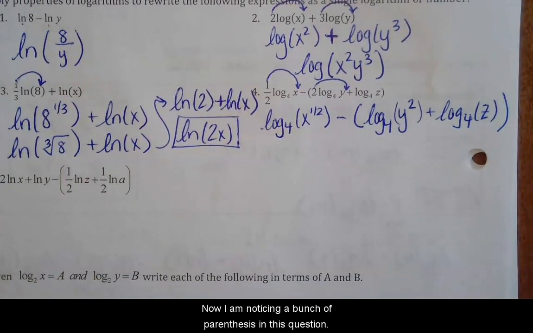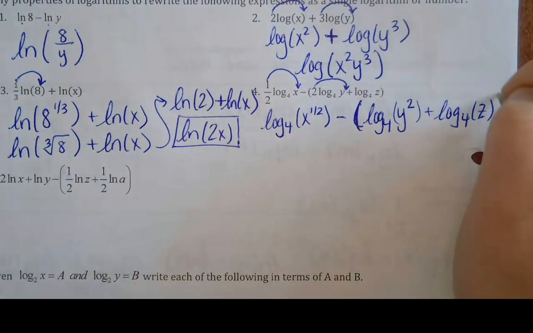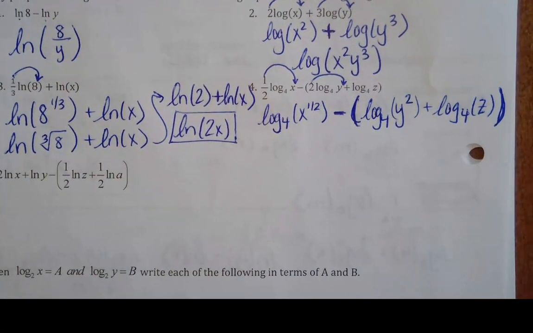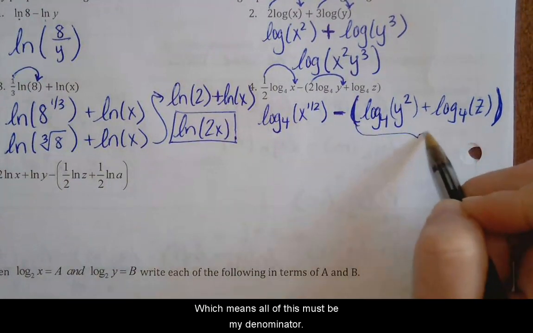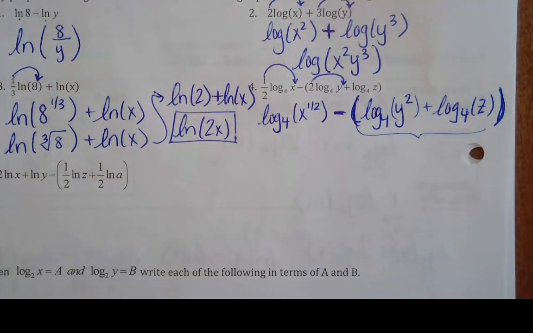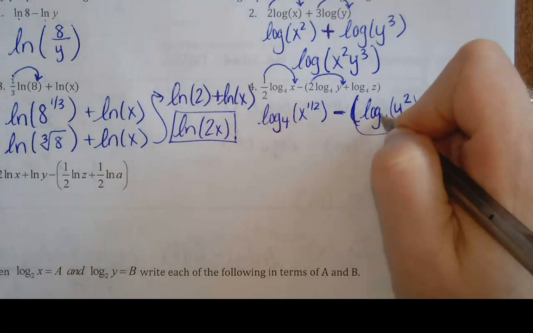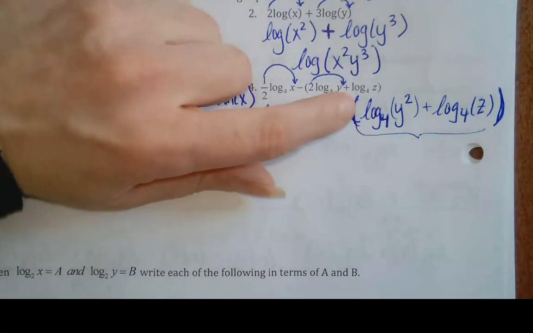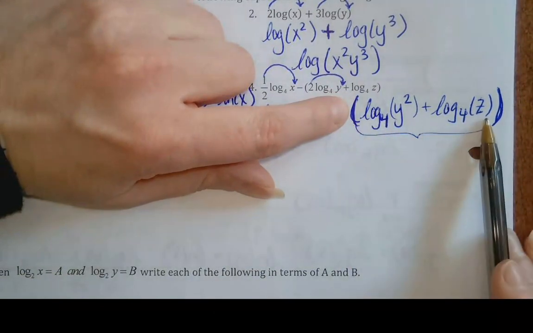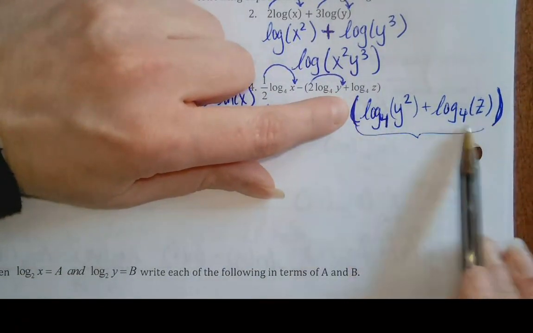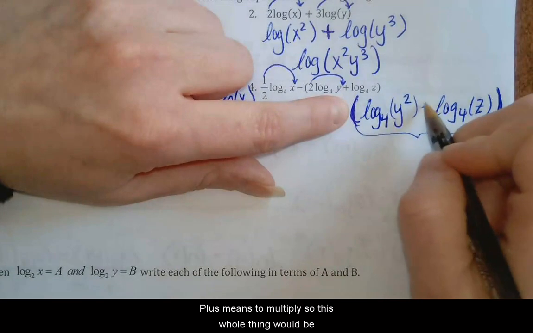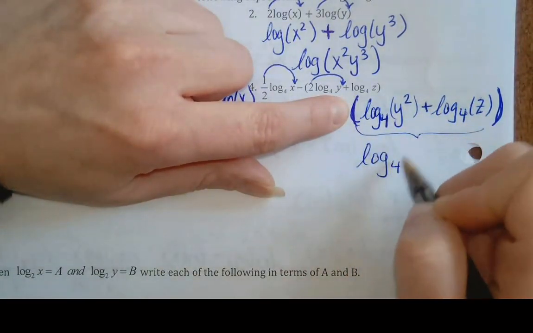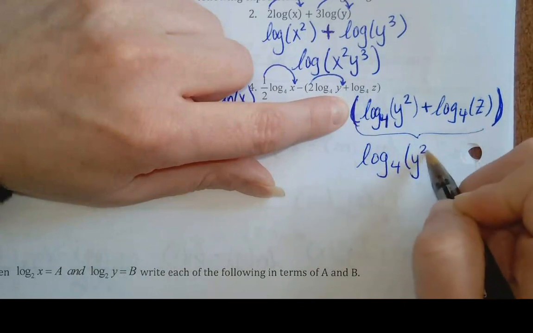Now I am noticing a bunch of parentheses in this question that are occurring after a subtraction sign, which means all of this must be my denominator. All of our bases are 4. So that must be my entire denominator occurring after the subtraction sign. So let's condense this part first. Plus means to multiply. This whole thing would condense to log base 4 of y squared z.